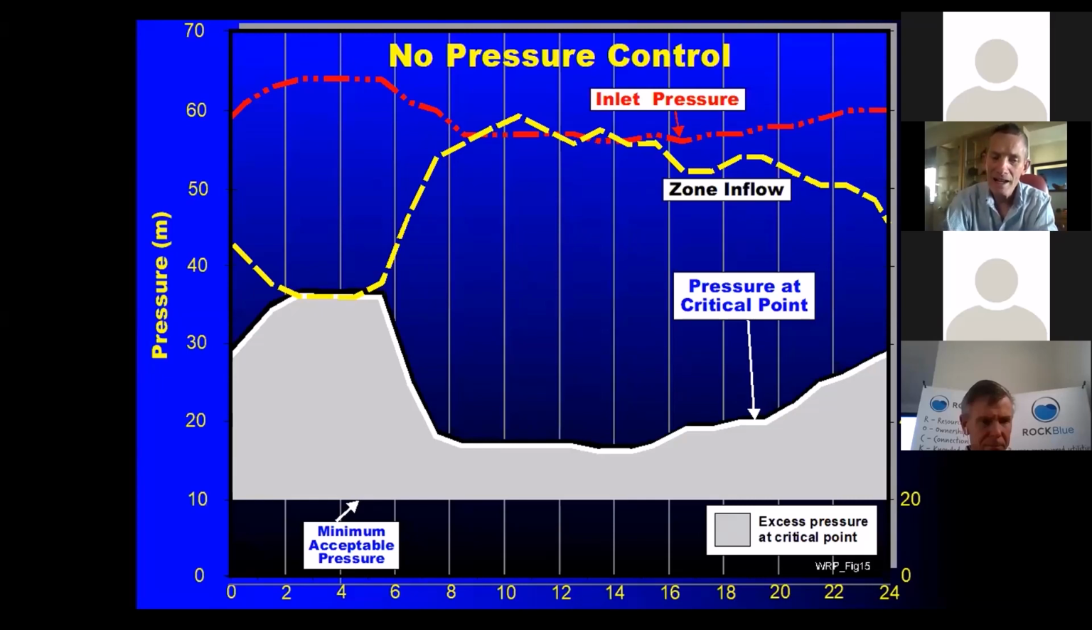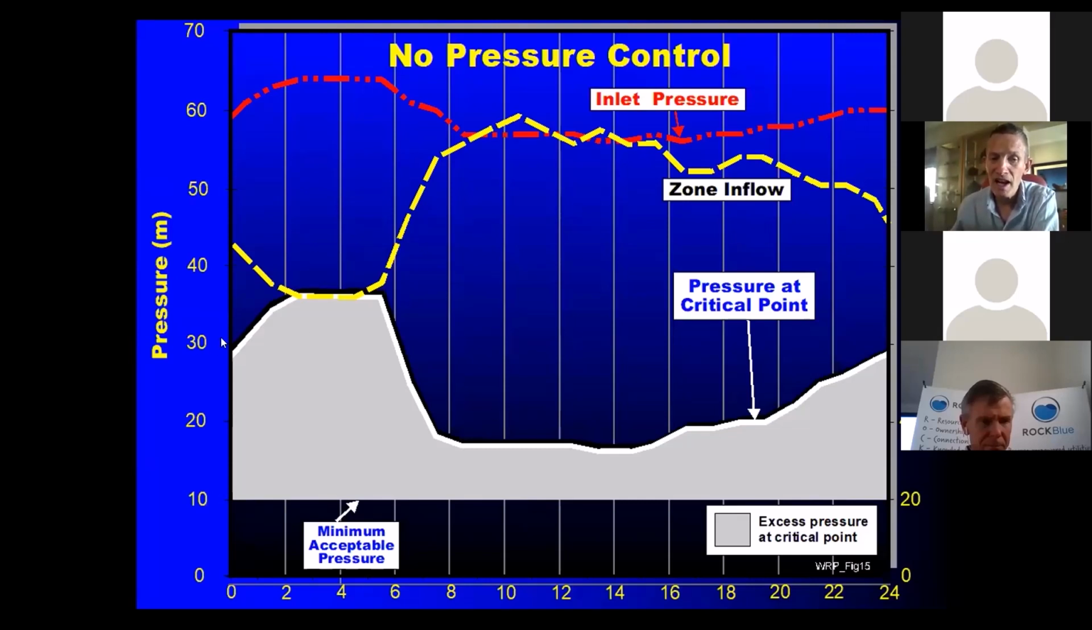And the black line at the bottom, which is covering this grey area, that you can see, is the pressure at your critical point. So that's the point of lowest pressure in your system. And in this particular example, I have decided that we want 10 meters minimum. It's a bit low for most systems, but just bear with me on this one. It could be 20 meters, it doesn't really matter.